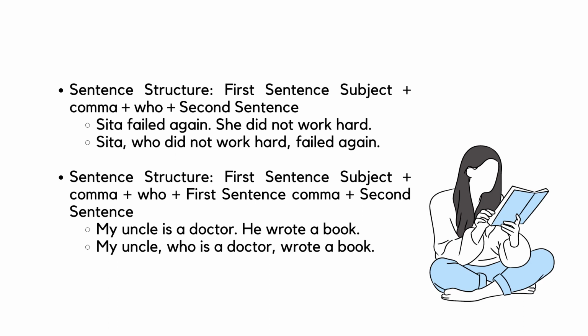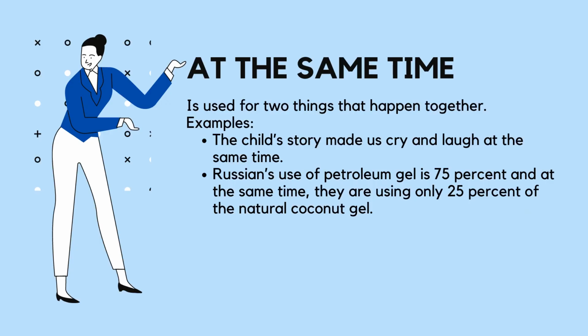Now let me show you how to use "at the same time" in a sentence. It is used for two things which happen together. For example, a child's story made us cry and laugh at the same time. Here, cry and laugh happened at the same time. So, we have used the connector "at the same time" to serve the purpose.